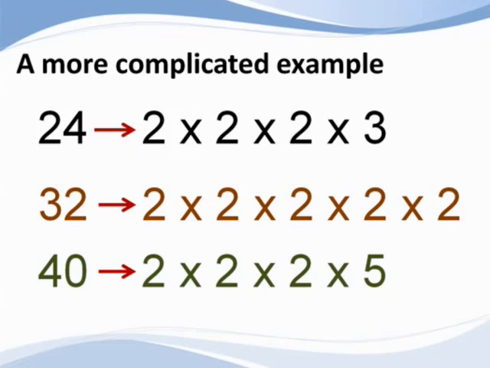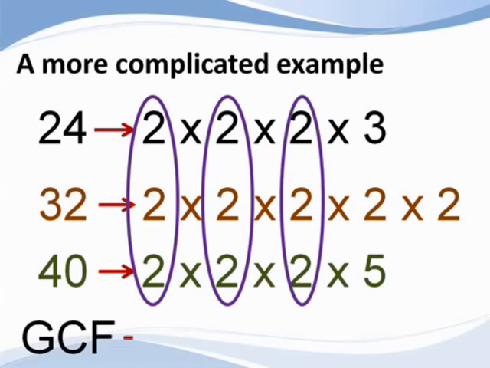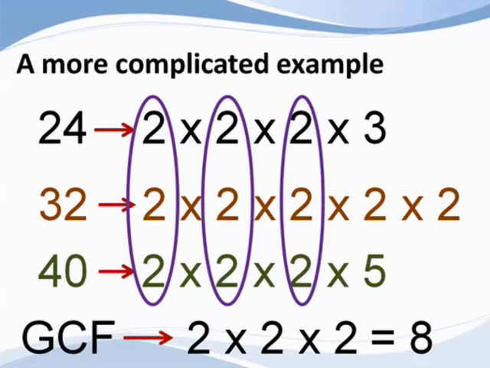The greatest common factor are the factors that are in common in all three lists. 2 is in each of the three lists 3 separate times. Therefore, the greatest common factor is 2 times 2 times 2, or 8.